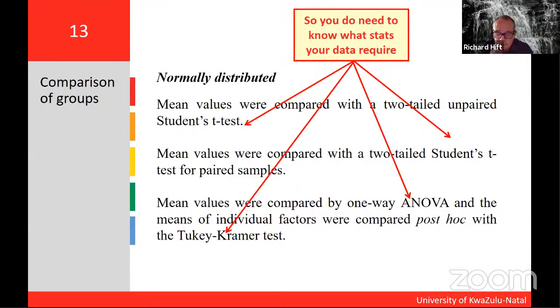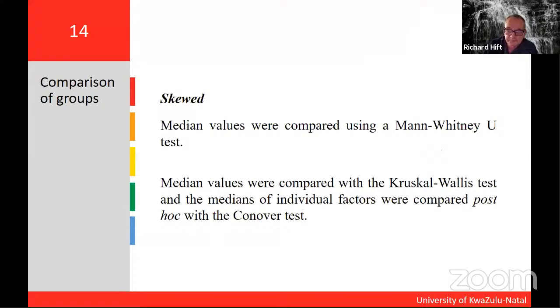So just to summarize that, you do need to know what stats your data require. You can't farm out the analysis of your results to some statistician and then just accept what they say and write it down word for word without understanding what on earth has happened. You do need to have some understanding, and you do need to get them to explain to you what they've done, even if you are not capable of actually doing it yourself. There needs to be some understanding.